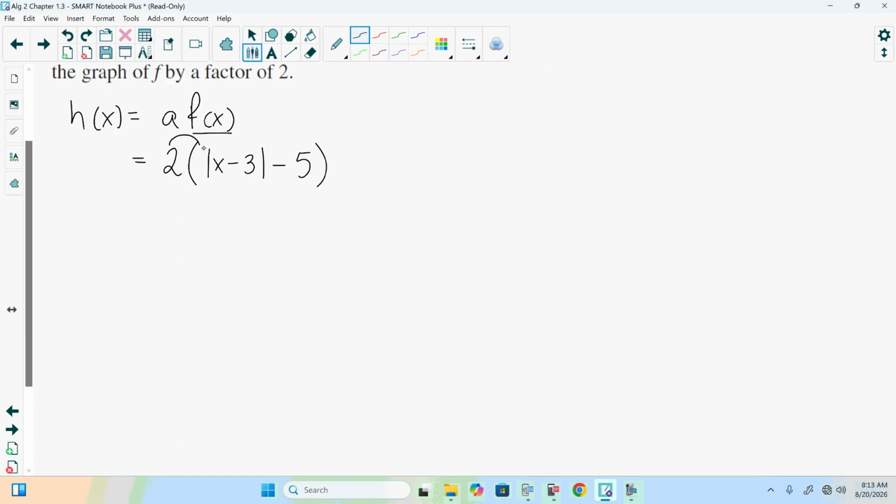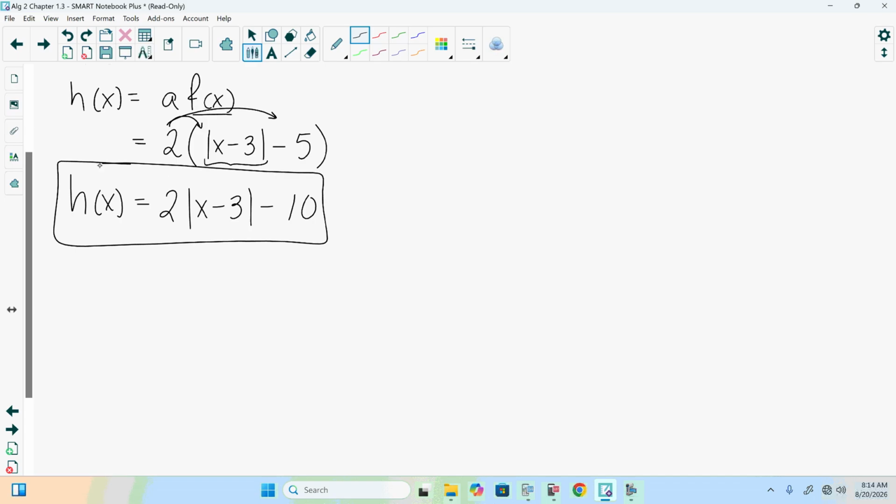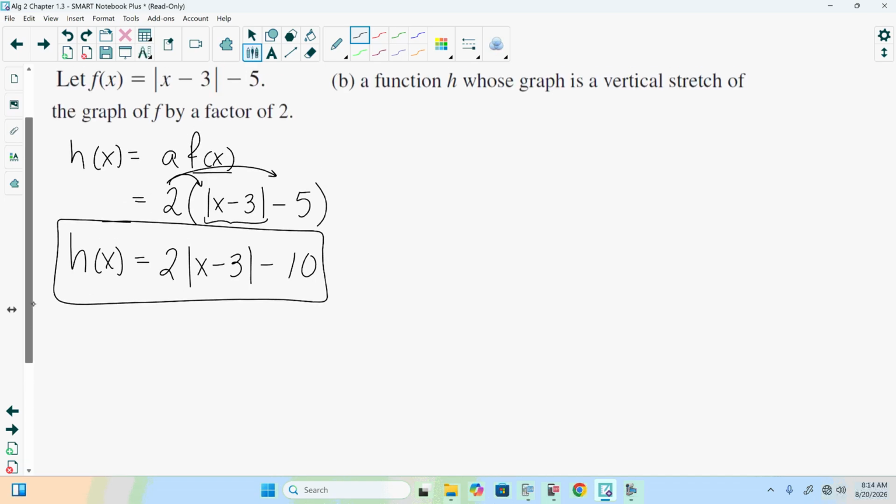Now we just need to simplify this. We're going to multiply by each term. So the first term we have is this entire absolute value. We are not multiplying through the absolute value. So it's just going to be 2 times the absolute value of x minus 3. Minus 2 times 5 is 10. That's as far as it goes. We can't combine like terms. There are no like terms. 2 times the absolute value of x minus 3 minus 10.